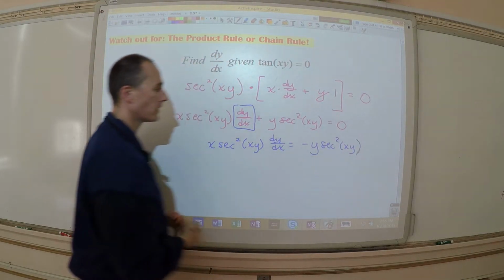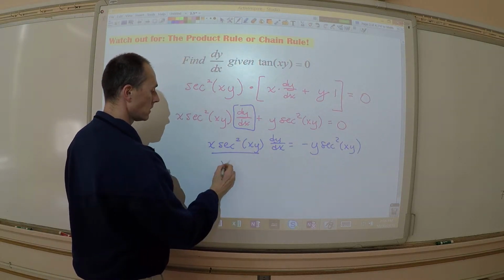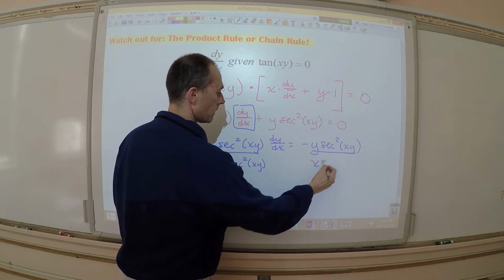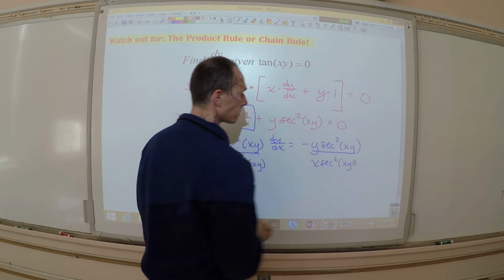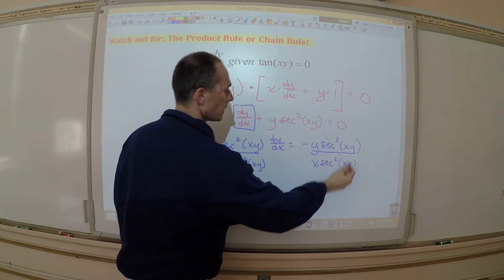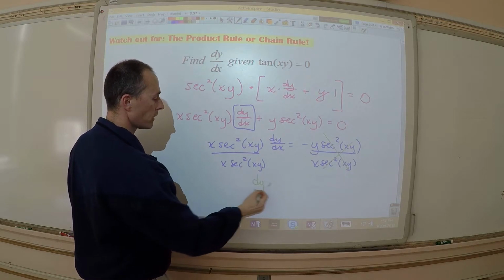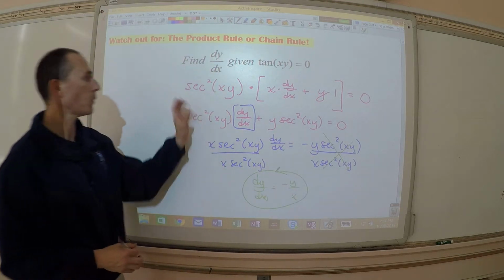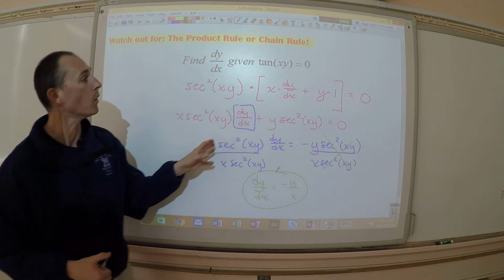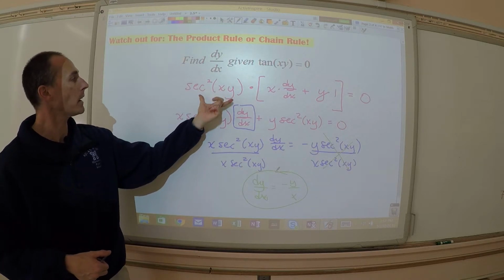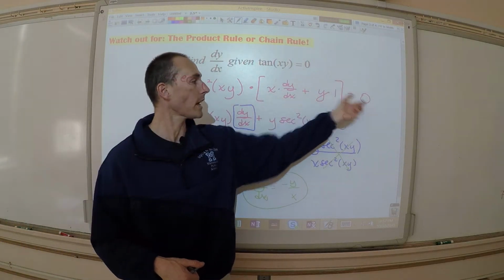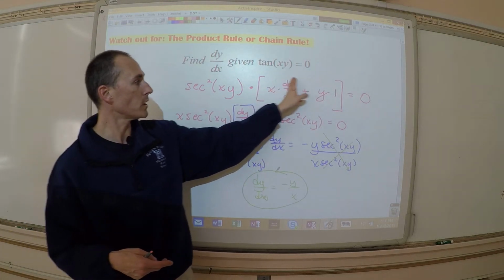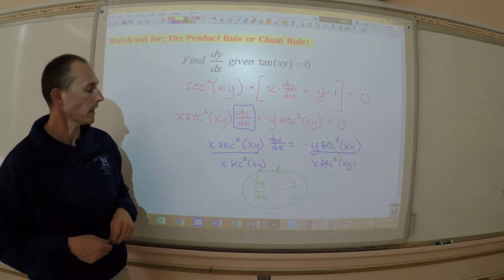And lo and behold, what happens here when we divide out on both sides? We see that the secant squareds are going to cross out, so our final derivative here is just negative y over x. Now, you might be thinking to yourself, well, did I have to distribute? And the answer really is no. If you had divided right off the bat by secant squared of xy, obviously 0 divided by that would just be 0. And then you have a much simpler expression right away to solve for dy/dx. But of course, you would still wind up with the same thing.